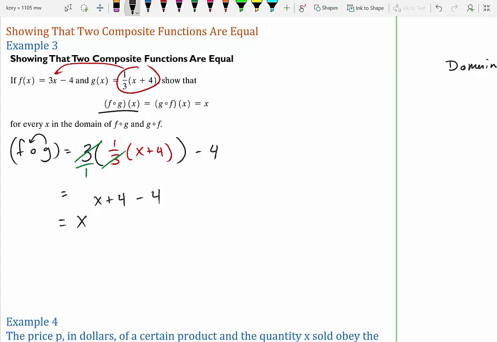Should you ever assume, just because they look alike, that they are alike? No. Don't assume in math, remember. Okay, let's do the second one. So we're doing g composed with f. That means we're going to put f inside g for every x we see.